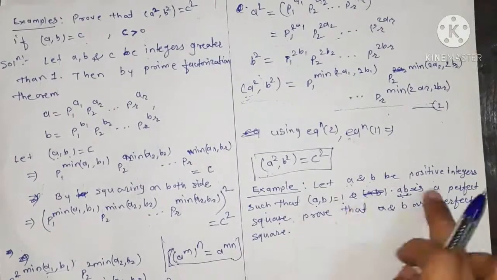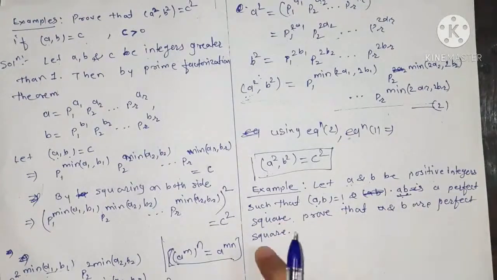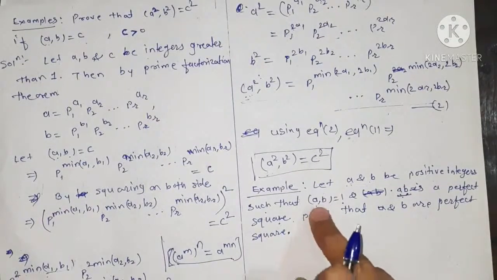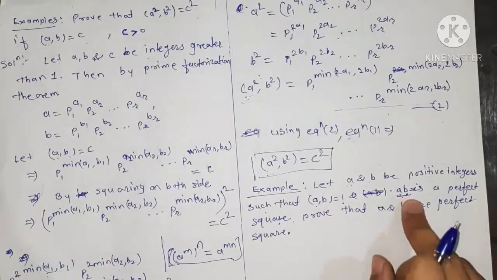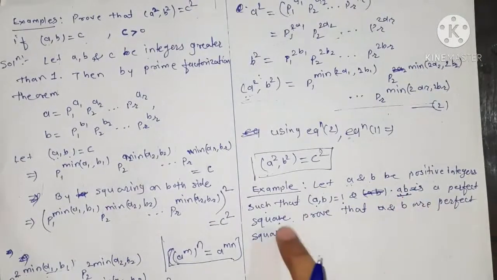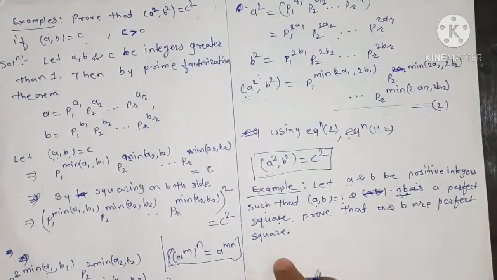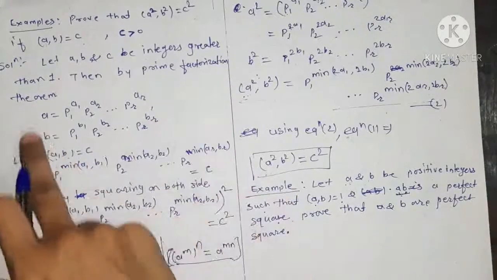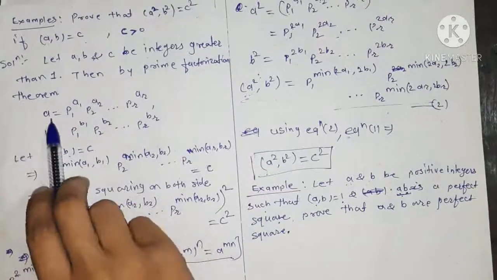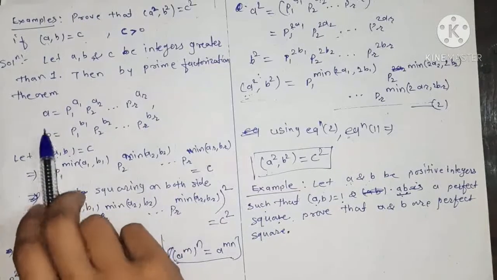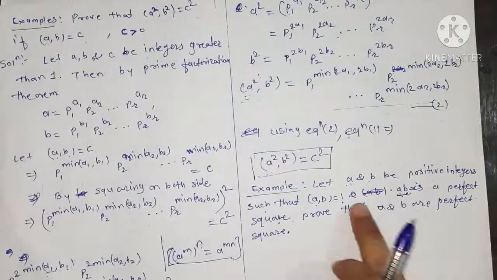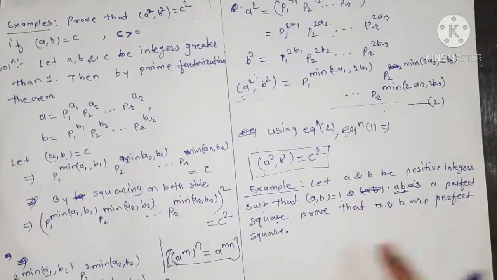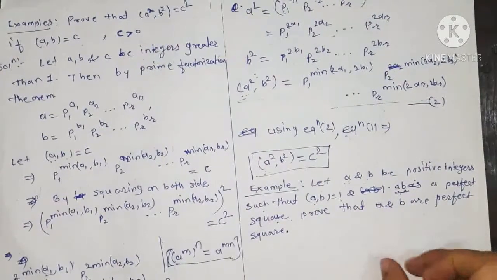We have to prove that if this is the case, then a and b are also perfect squares. So we are given that the GCD of a comma b is equal to 1 and the product ab is a perfect square. Then we have to prove that a and b are perfect squares. We can prove this theorem by again using the prime factorization form. That is, we can write a and b in the prime factorization form, and then we can prove the result for the product ab, and then we can prove that a and b are perfect squares.